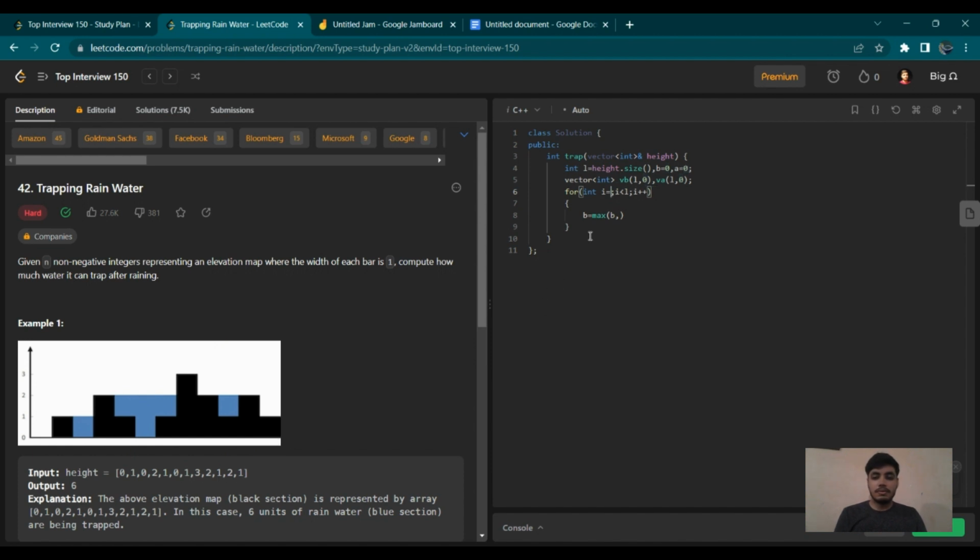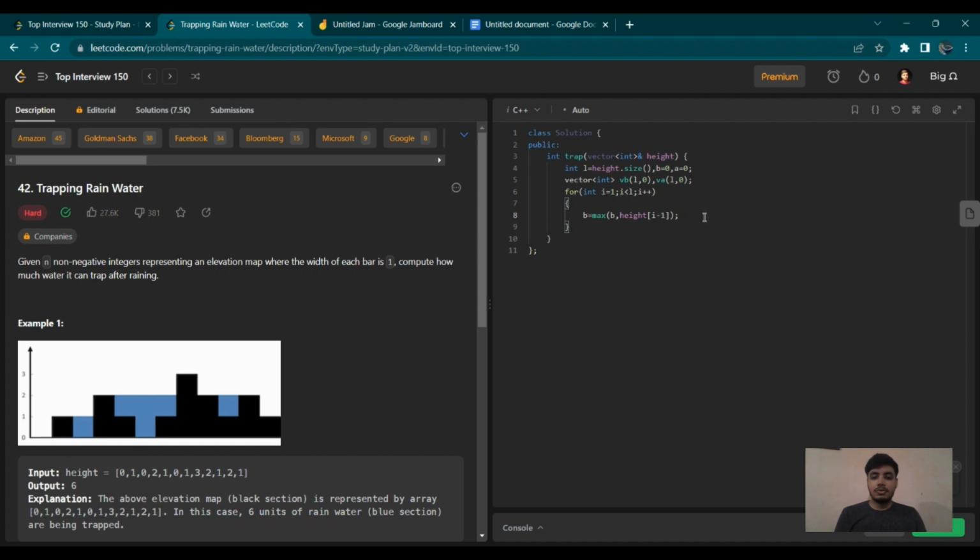So let's start from the first index, and let's take the max for b, and another is going to be height of i minus 1. So what we've done here is that when you move to the first index, we have taken the maximum of the previous one, which is 0, and the value at this index, which is also 0. So it is going to be the maximum for the first index before it.